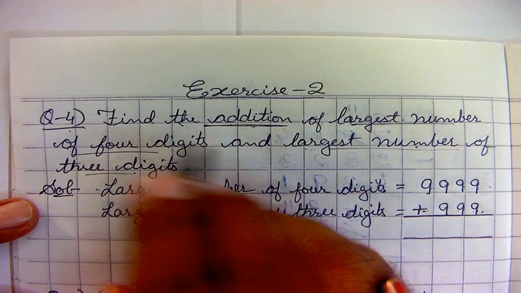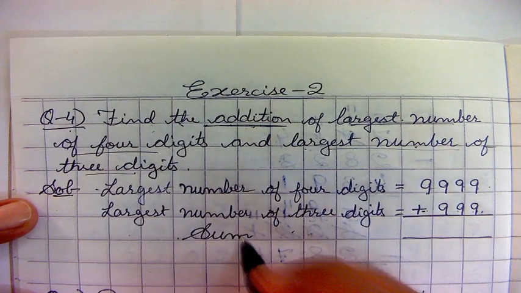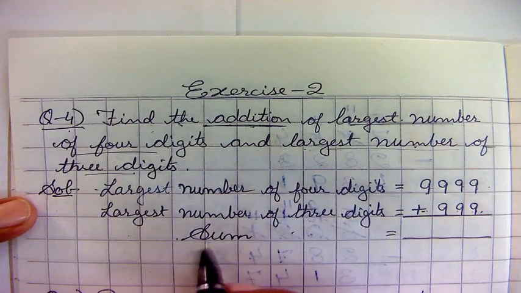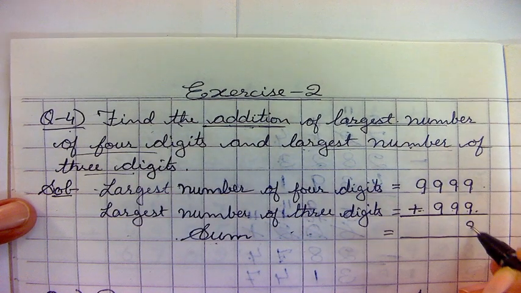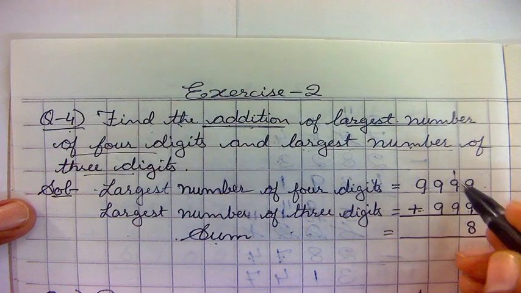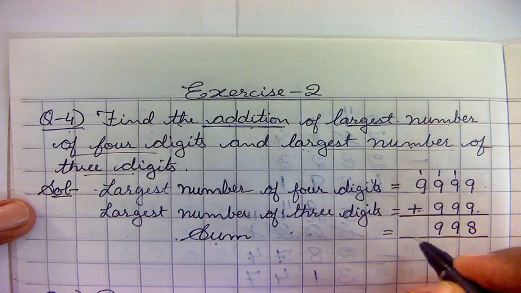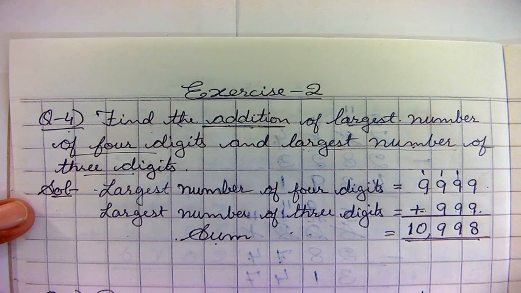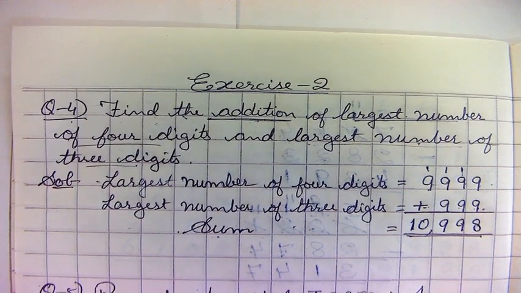Finding the addition means finding the sum. After adding two numbers, the answer which we get, we call it the sum. So now just add them: 9 plus 9, 18, 1 carried; 10 plus 9, 19, 1 carried; 10 plus 9, 19, 1 carried, 10. So what is the sum? It is 10,998.